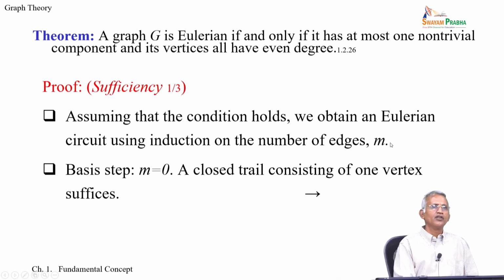Next, for sufficiency, assuming that the condition holds, we obtain an Eulerian circuit using induction on the number of edges m. Basic step: m equals 0, then the closed trail consisting of one vertex suffices.